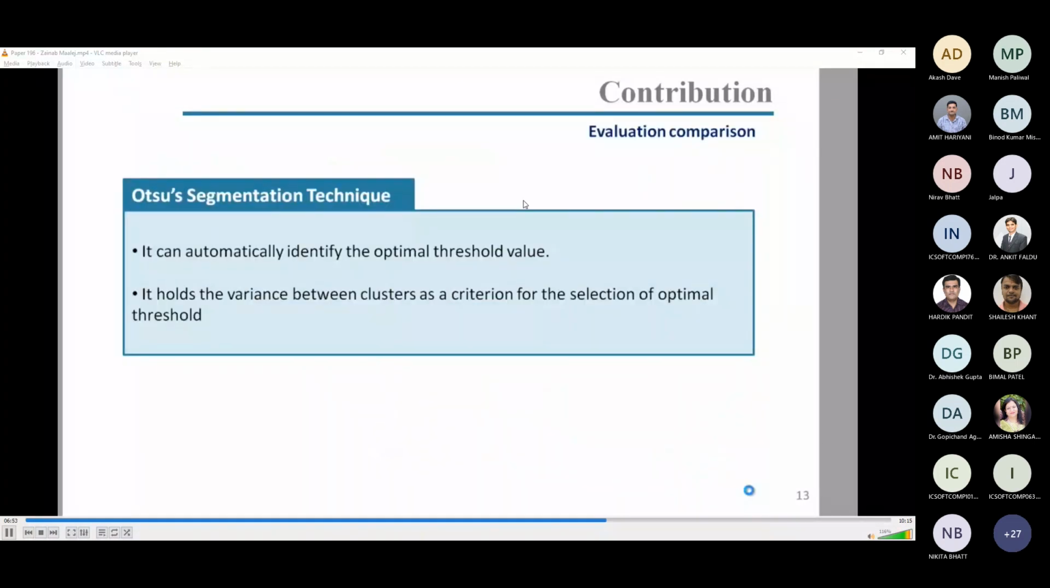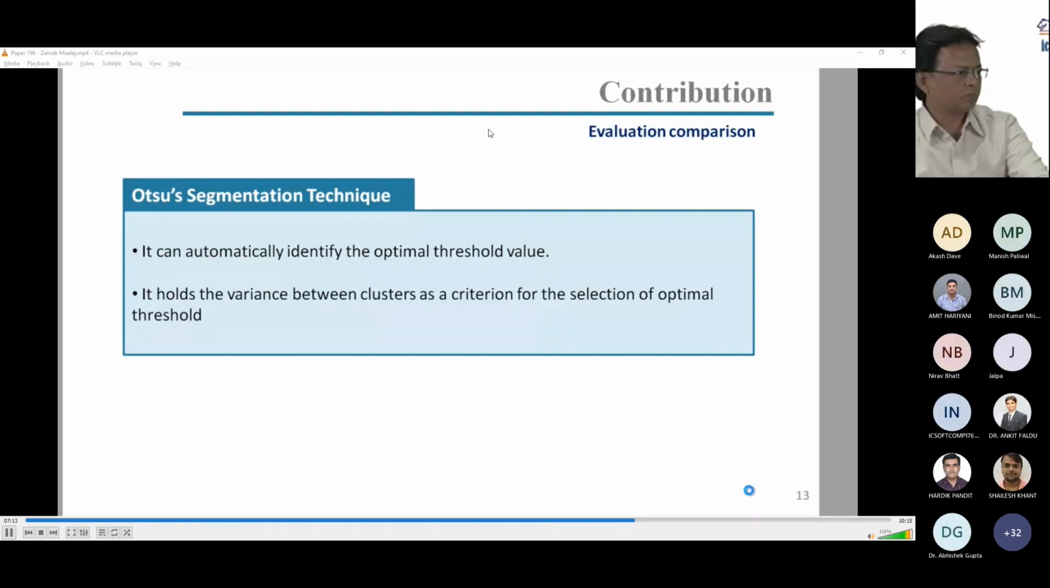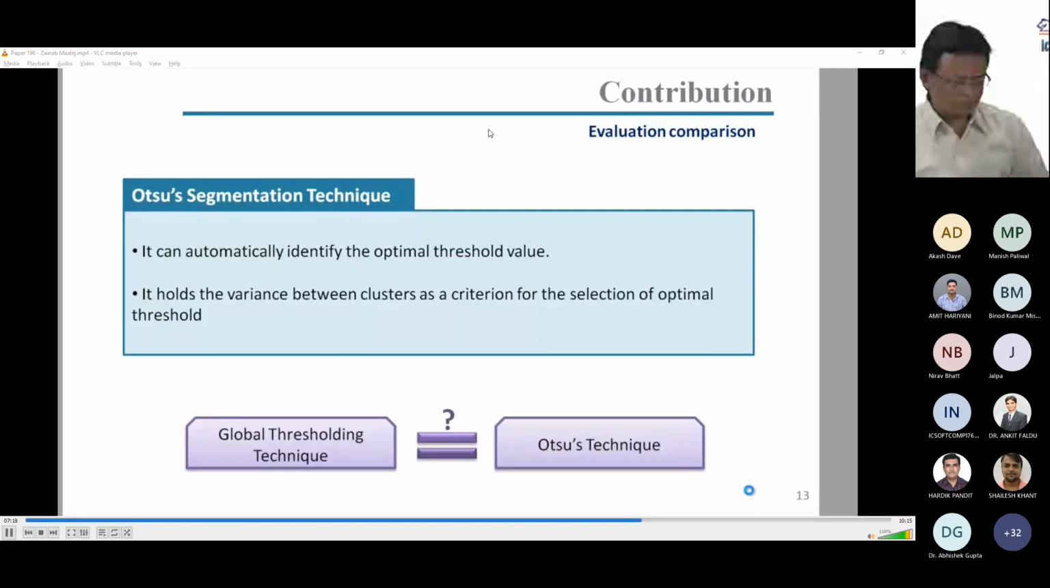For comparison performance evaluation, as there is no previous work in literature that applies segmentation of basal ganglia from the same PET images dataset, we choose to perform another segmentation technique called Otsu's technique. Unlike global thresholding that requires a selection of threshold value, Otsu's technique can automatically identify the optimal threshold value. So we can further compare the evaluation performance of the two techniques applied.